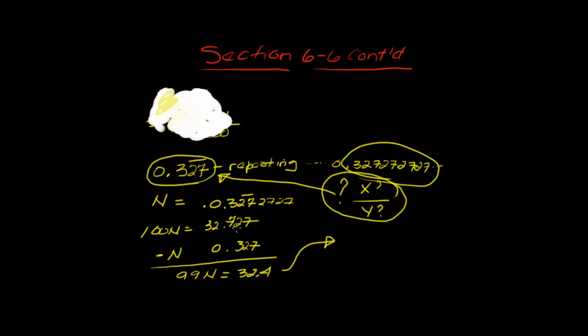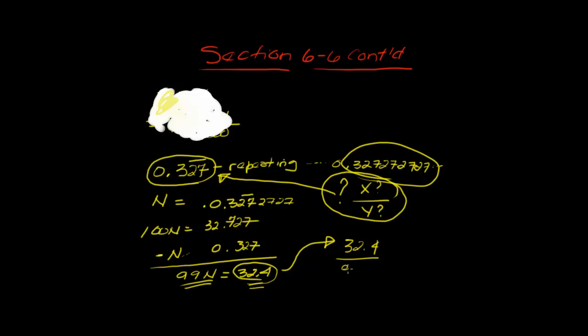2727. Those are the numbers, not 3, that are repeating. So this becomes 32.727, etc. And n remains as 0.327. Subtract these two. 100n minus n, right here, is 99n here. 32.727 minus 0.327 is 32.4.